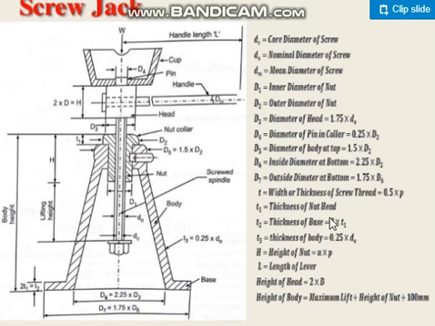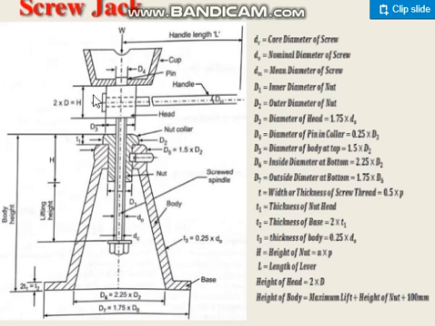And T1 is the thickness of the nut head. You see, this is the T1, and T2 is the thickness of the base. This one is T2 here, and T3 is the thickness of the body. This is the thickness of the body, T3. You see, this is T3, and H is the height of the nut.